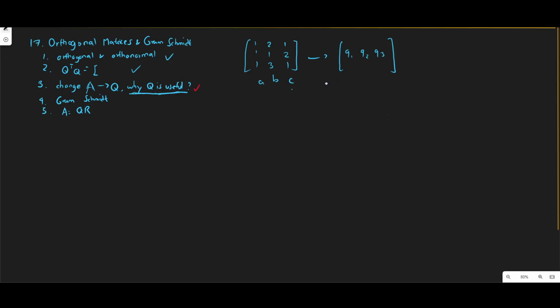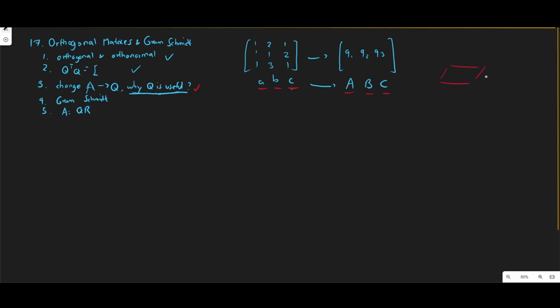Following the notation from the book, I'll name these A, B, C. So the goal is to find the capital A, B, and C, which are the orthogonal or the orthonormal ones, from some random set of independent vectors. So how do you do that? To be more clear, this is what we are going to do geometrically.